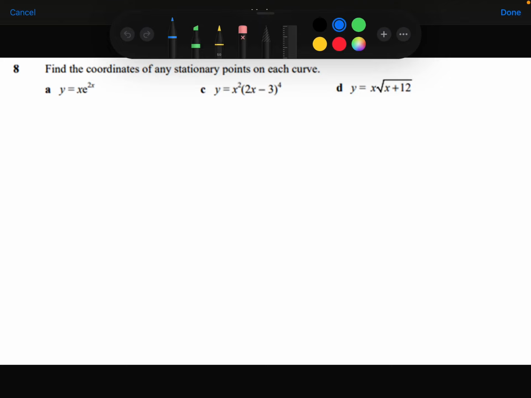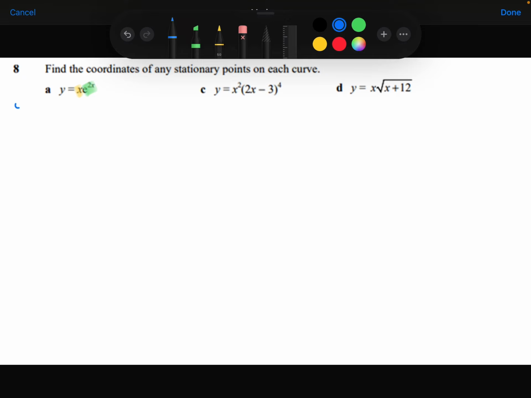We're going to find the coordinates of the stationary points on each of these curves. So we want to differentiate and make our gradient equal to 0. So first, y equals x times e to the 2x. We need to use the product rule on this because I've got the product of two functions. I've got the x and I've got the e to the power 2x.